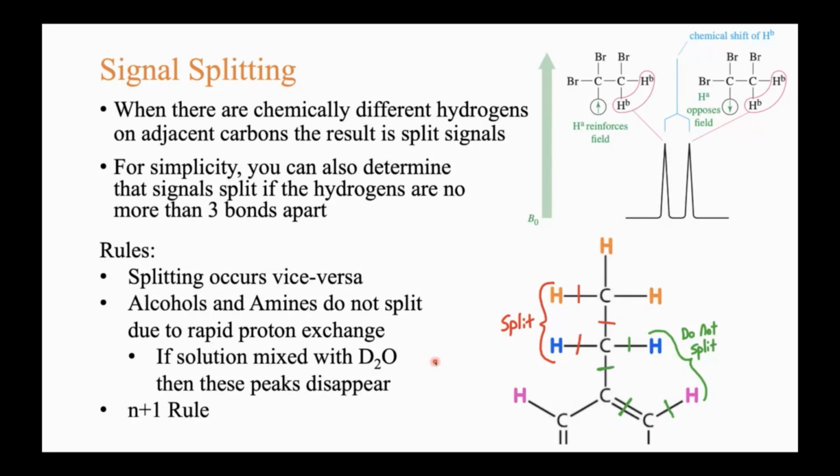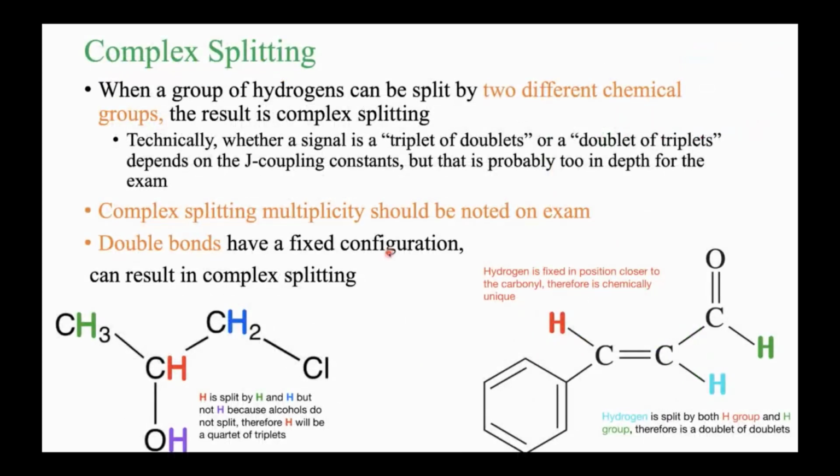Another random fact that they could show you to help you is sometimes they'll say when the solution was mixed with heavy water or deuterium water, then these peaks disappear. So if they said we mixed it with heavy water and the peak at 5 ppm disappeared, that indicates that peak is an alcohol or amine, because when you mix it with heavy water, there are deuterium atoms which do not show up on NMR, and they will instead take the place of those alcohol or amine protons.